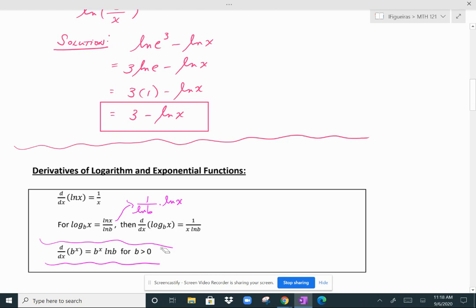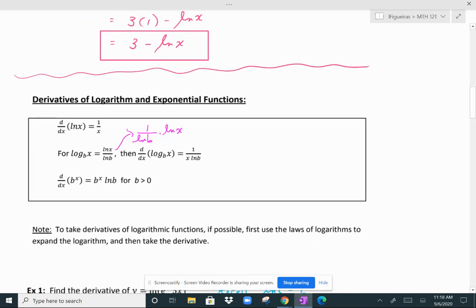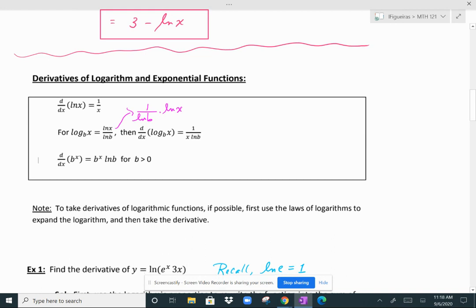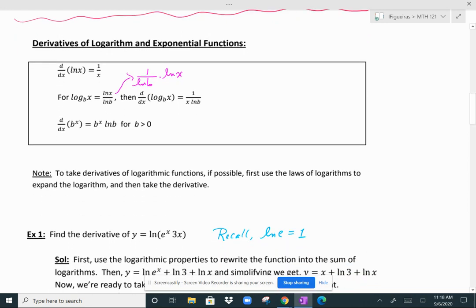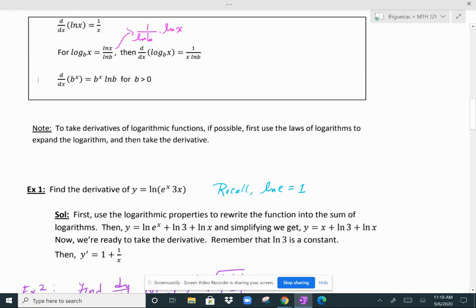All right, so to take derivatives of logarithmic functions, if possible, we first use the laws of logarithms to expand the logarithm and then take the derivative. That actually makes your computation of the derivative much easier. So this is an example of that. I want to find the derivative of this logarithmic function. So I have ln of e to the x times 3x.